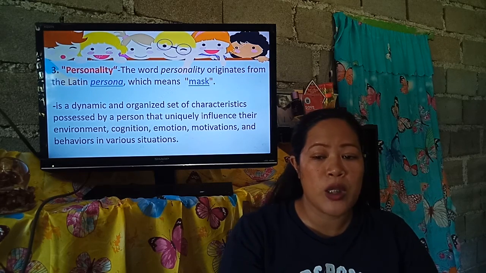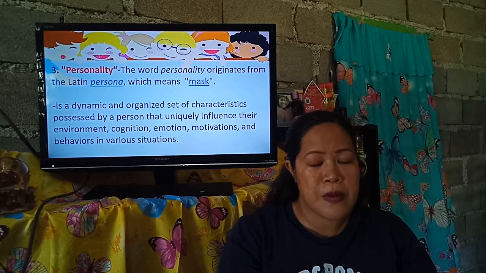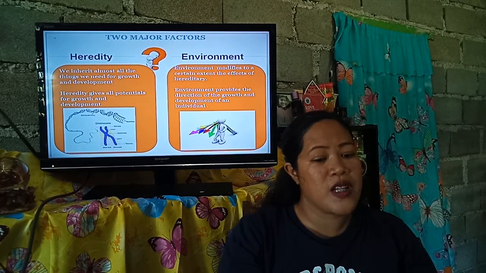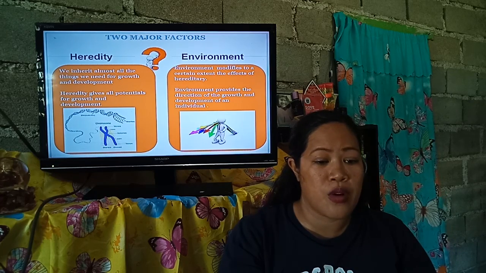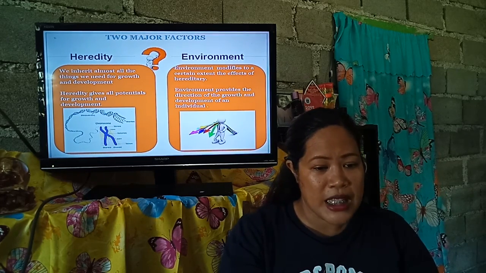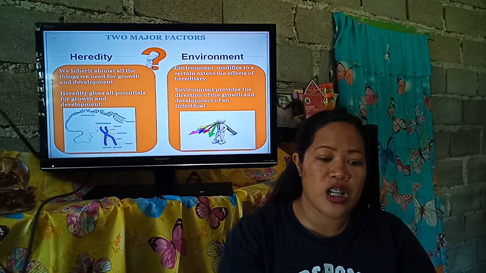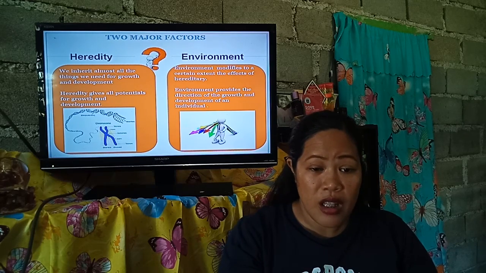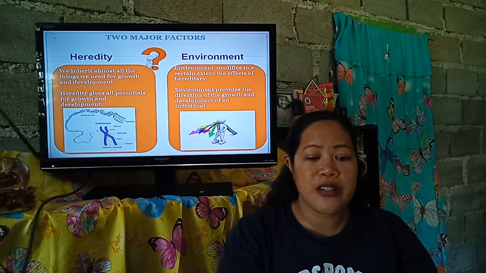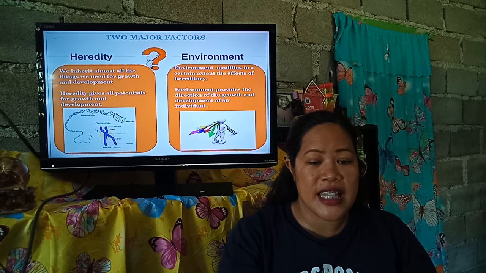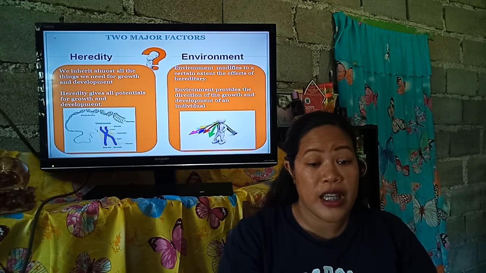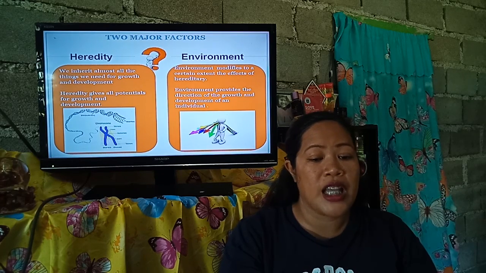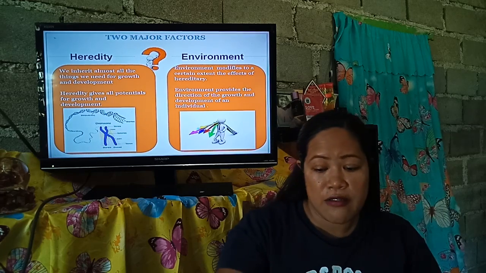So there are two major factors in personality. We have here the heredity. We inherit almost all the things we need for growth and development. So heredity gives all potential for growth and development. The next is environment. Environment modifies to a certain extent the effects of heredity. Environment provides the direction of the growth and development of an individual.